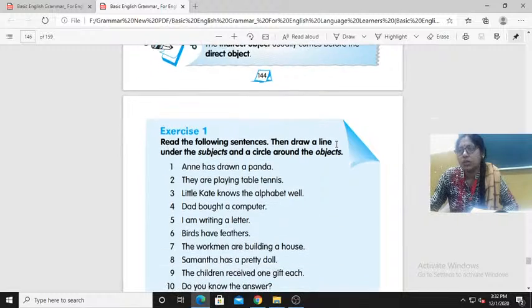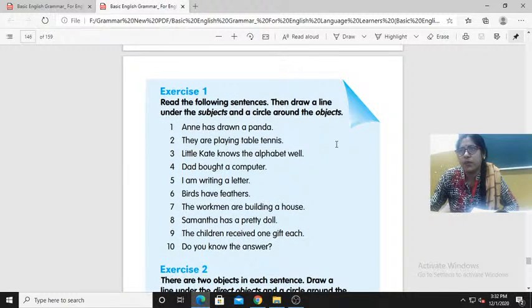Now children, this small exercise is for you. Just do it very, very quickly. After that I will discuss more about these. So you just try to solve this exercise, and this exercise is very interesting also.